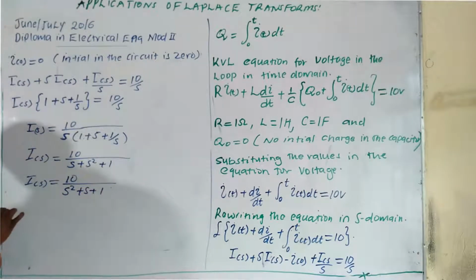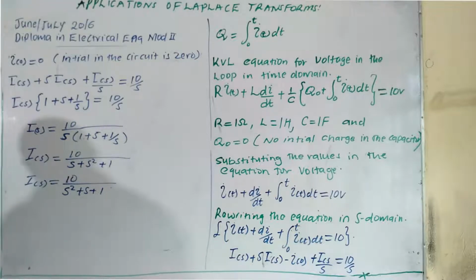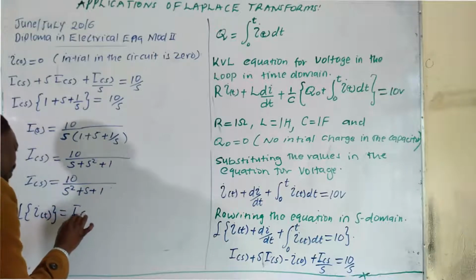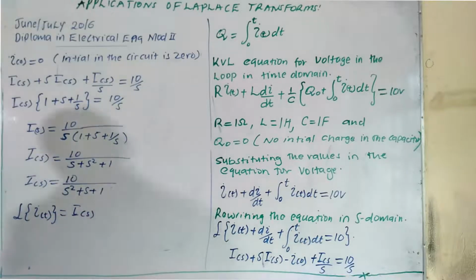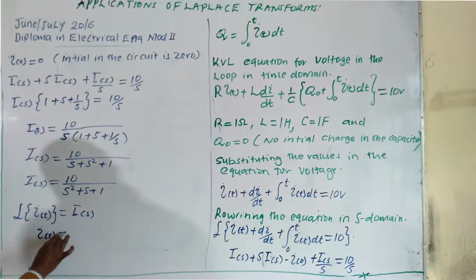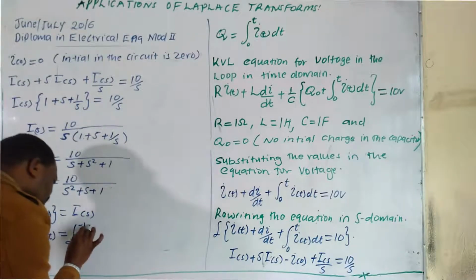The equation for current I of t: you see we said the Laplace transform of I of t is equal to I of s. That's what we said earlier. It is obvious that now I of t must be equal to the inverse Laplace transform of I(s).